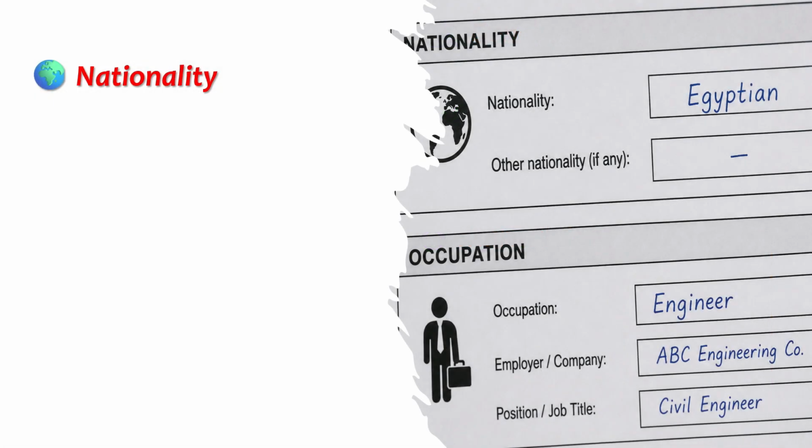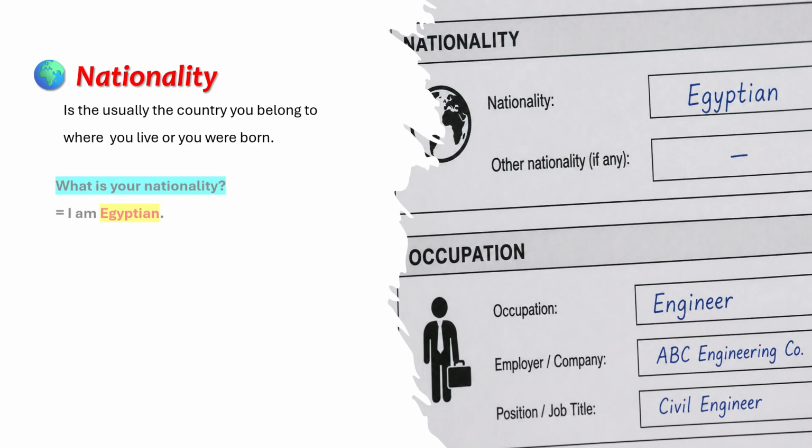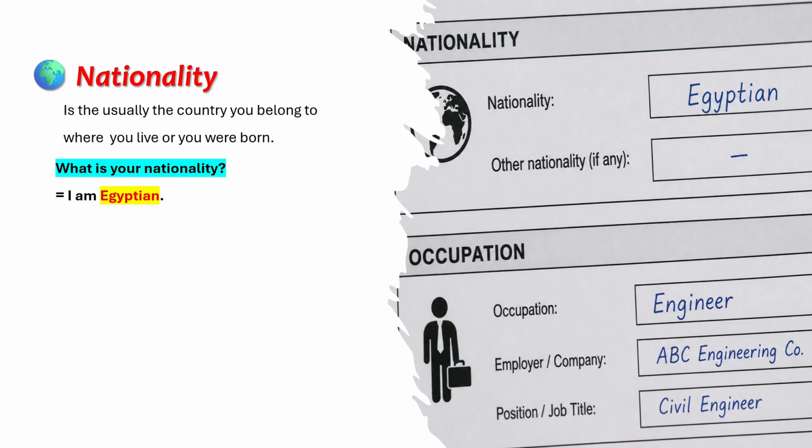The next thing you would find is the nationality, and the nationality is the country you belong to, the country you live in or you were born in. If you want to ask someone about his nationality, you say, "What is your nationality?" And I'm Egyptian, so I say I am Egyptian. I'm Indian, I am American if I'm from the United States, I'm Canadian, and so on.